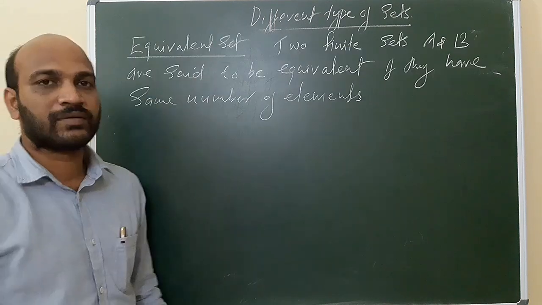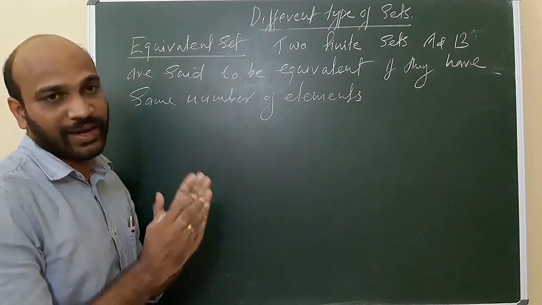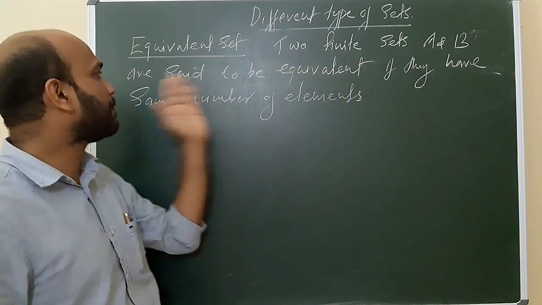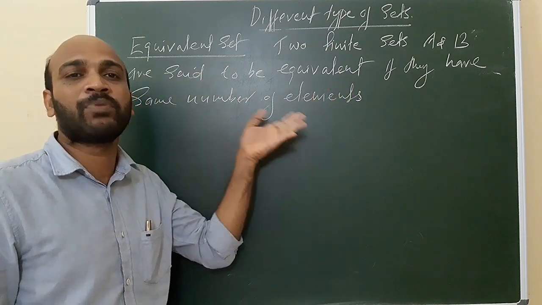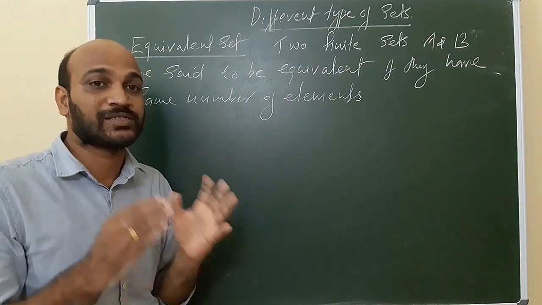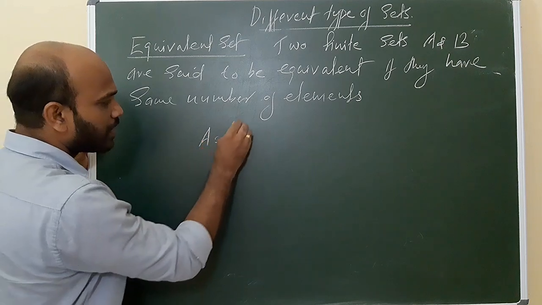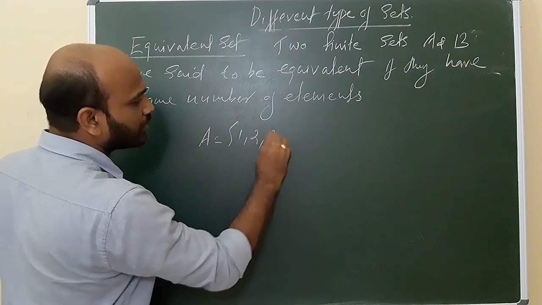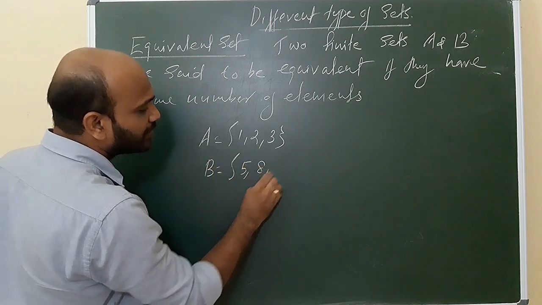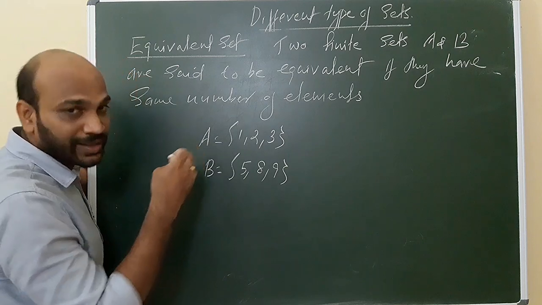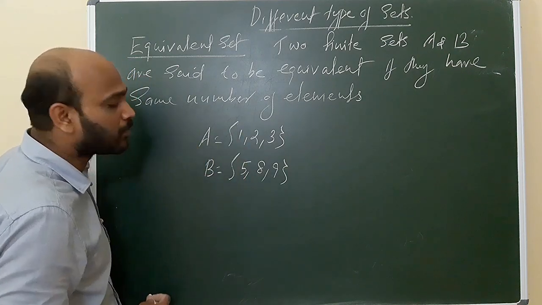Okay. Now the next type of set, that is the equivalent set, not equal, equivalent. Two finite sets A and B are said to be equivalent if they have the same number of elements. Not the same elements, the same number of elements. Okay, for example, A equal to 1, 2, 3 and B equal to 5, 8, 9. These two sets are actually not equal, but they are equivalent because both contain the same number of elements.